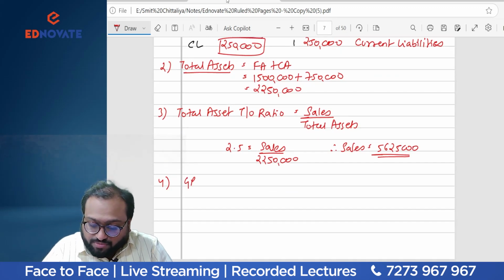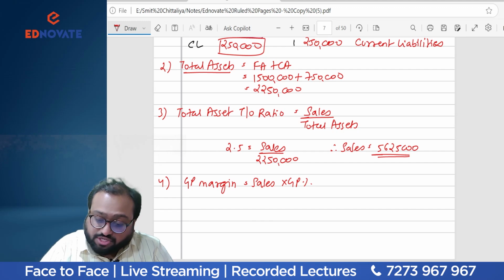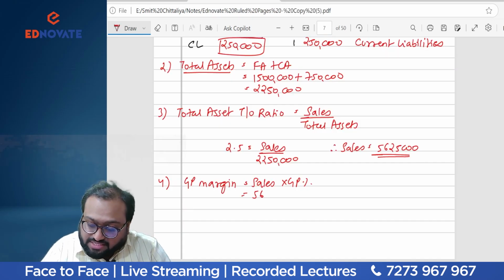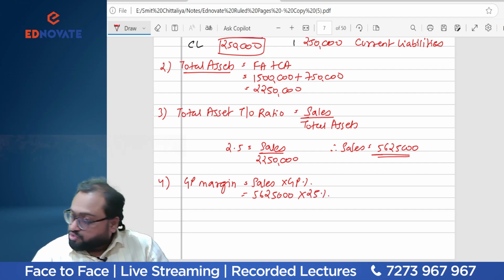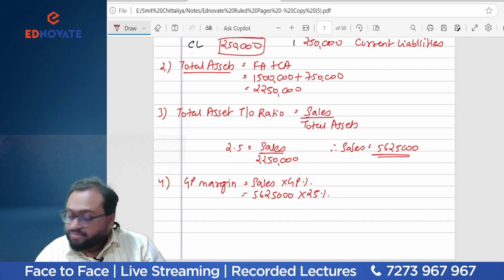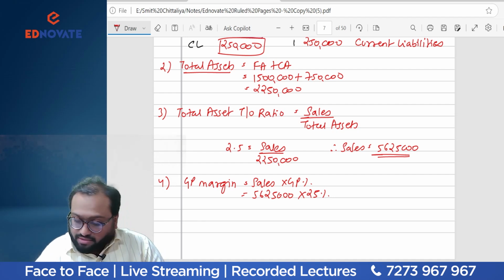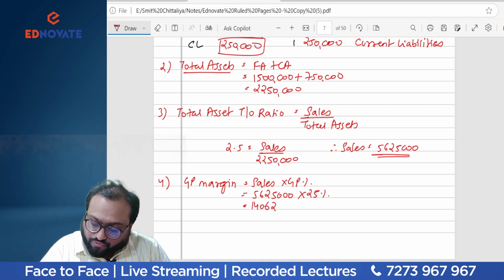I can find out my GP margin. GP margin will be sales into GP percentage, and my GP percentage is how much? 25%. So sales is 56 lakh 25,000 into 25%. So my GP margin will be 14 lakh 6,250. I'll get a GP of 14 lakh. Someone check. Yes, sir. 14 lakh 6,250.